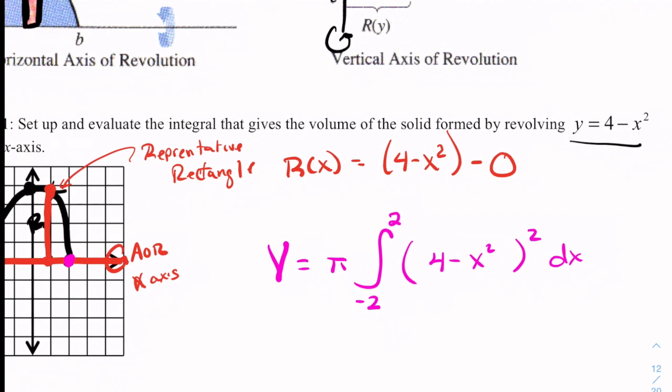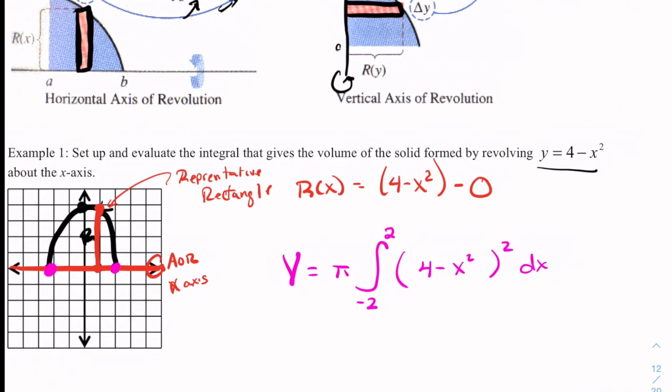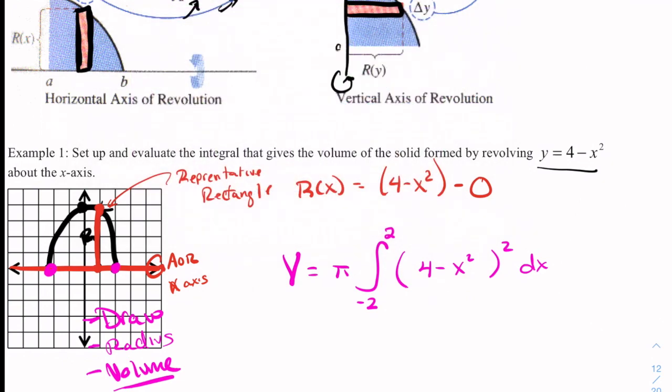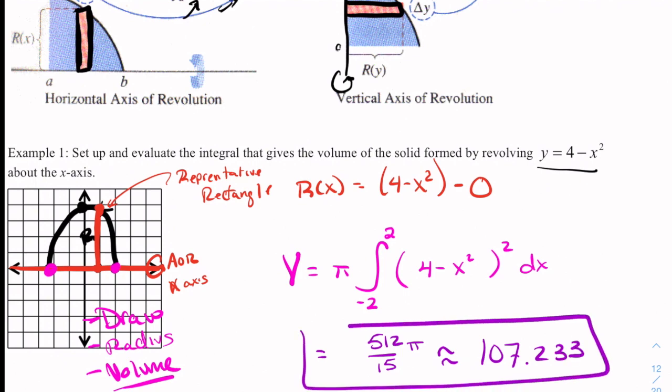What I need from you guys in each one of these is draw the picture, give the radius, set up the volume. And once you do that, all you have to do is plug this into your calculator. And if you do that correctly, you're going to get 512 over 15 pi, or about 107.233. Either one of these is acceptable. And because there's no units, we don't put units on there.